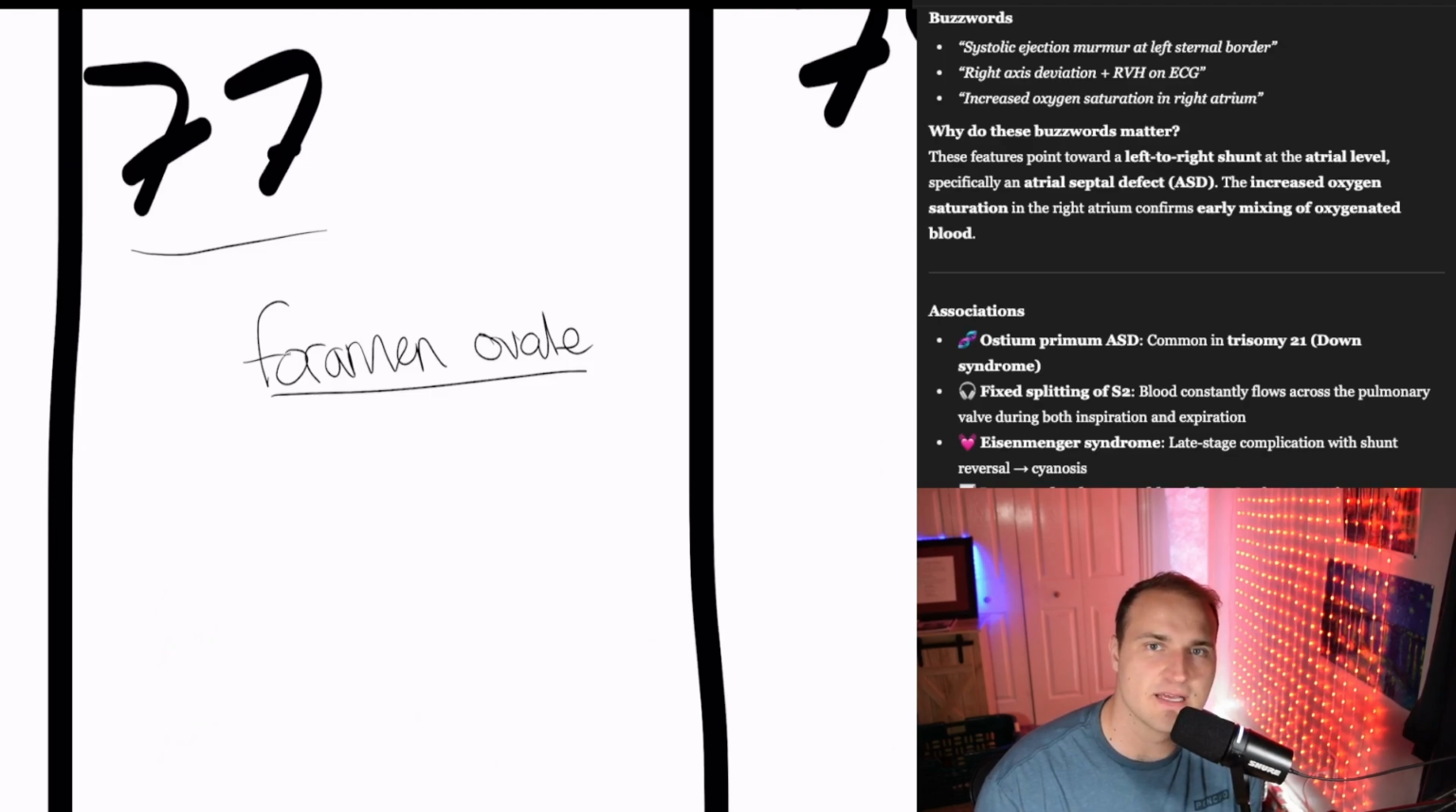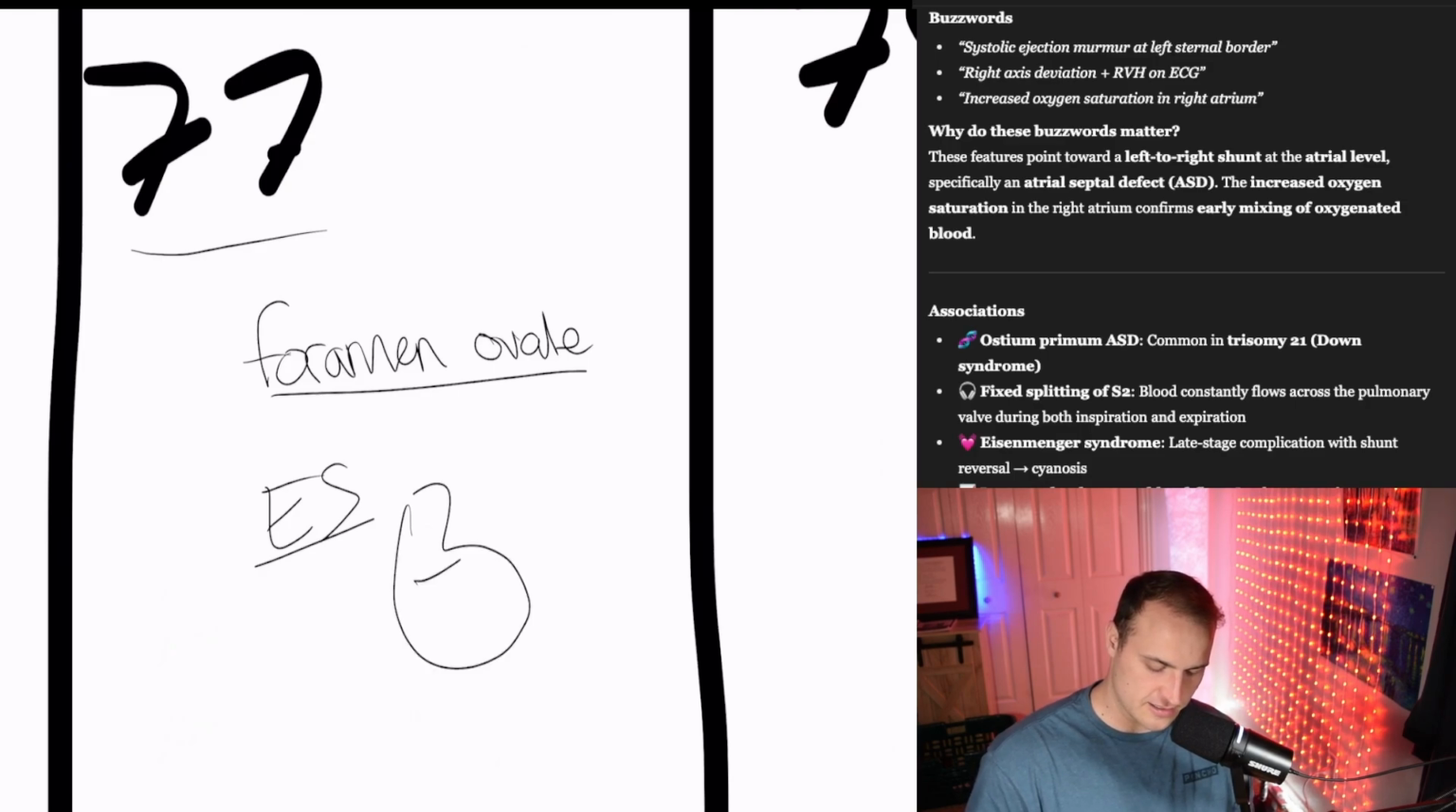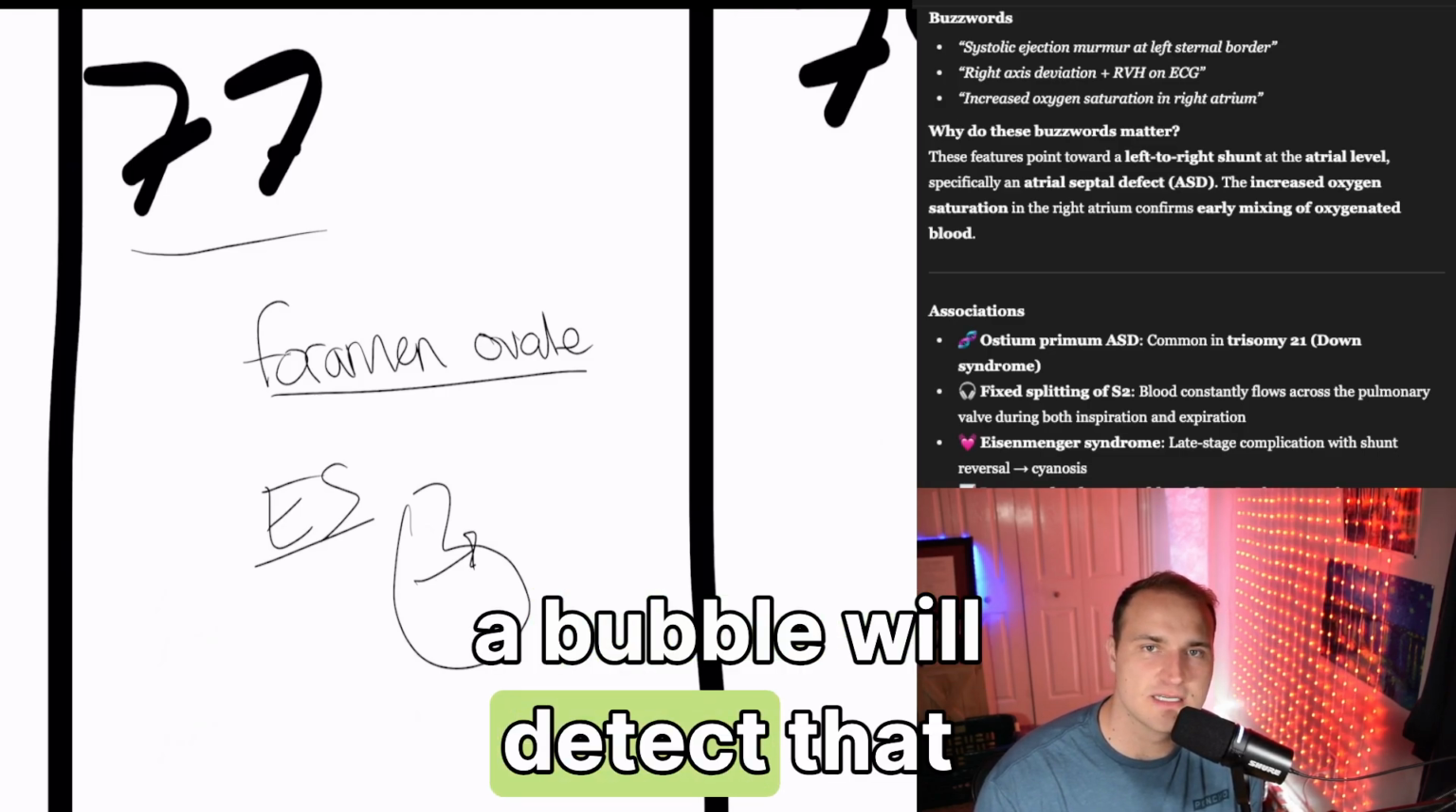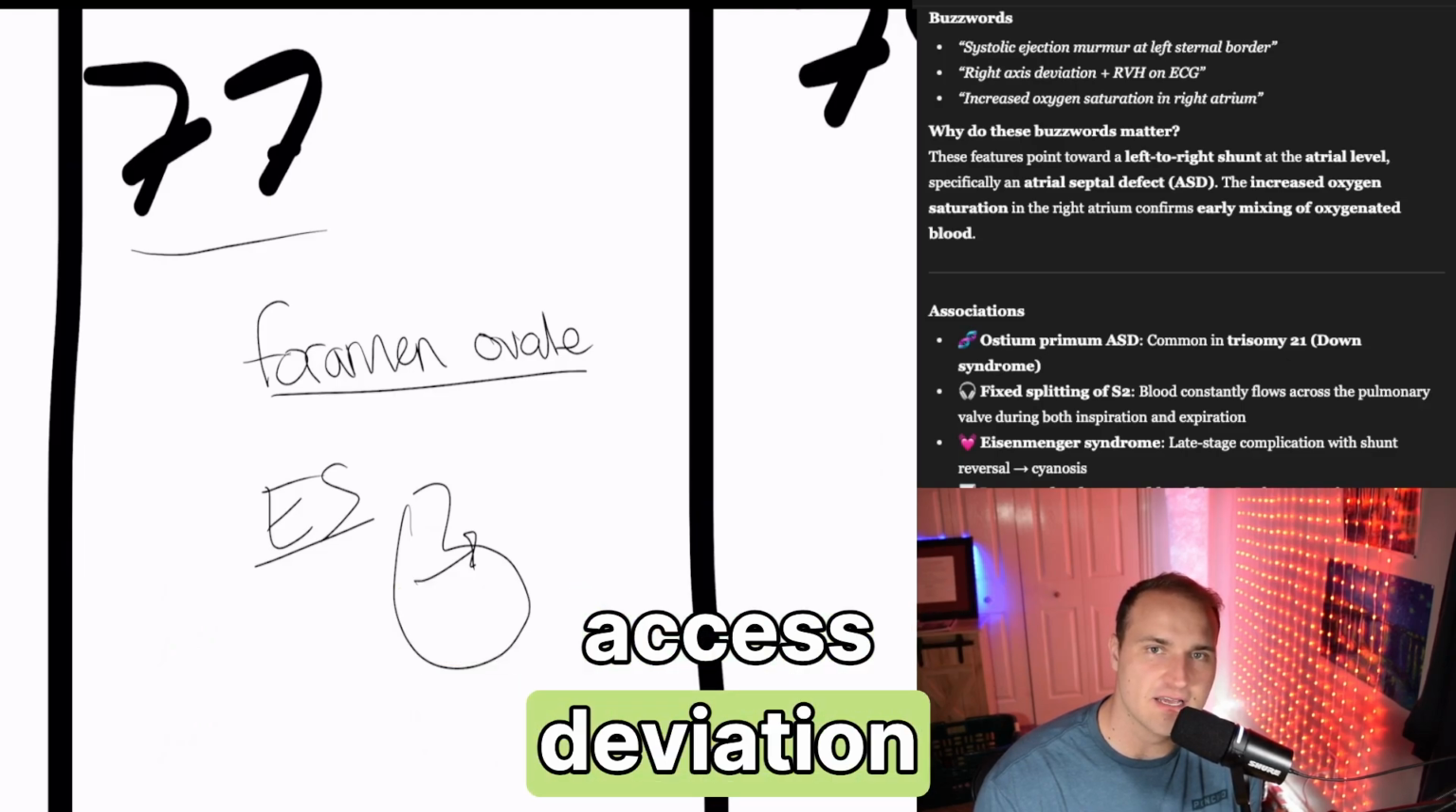You'll see a fixed splitting of the S2, increased pulmonary vascular markings, right atrial and right ventricular enlargement. And a primum ASD is linked with the AV septal defects and Down syndrome. You should know of complications like Eisenmenger syndrome, that's cyanosis, and also clubbing. There's paradoxical embolism. That's when you have a stroke from a DVT that will cross over the circulation, like here's your heart and it'll cross over. And also atrial arrhythmias from chronic atrial dilation, especially atrial flutter or atrial fibrillation. Now, a bubble study will detect that shunt and you'll see right axis deviation typically.